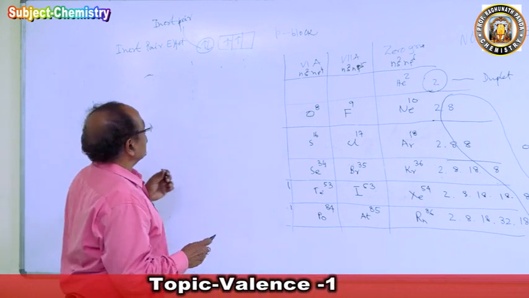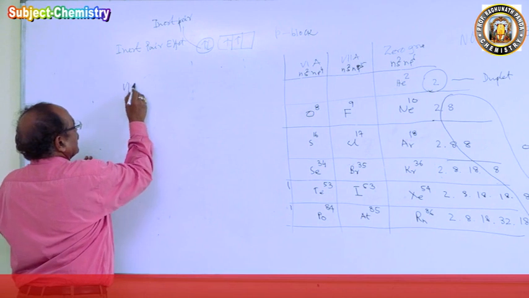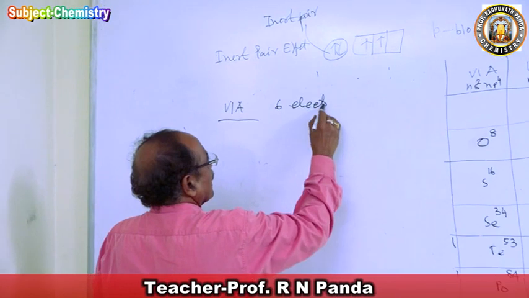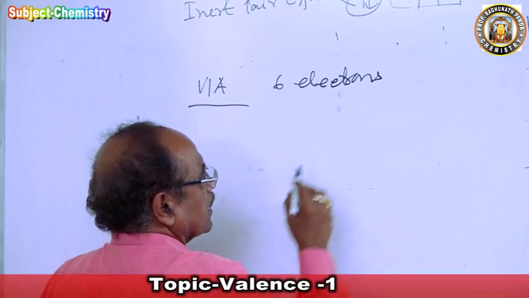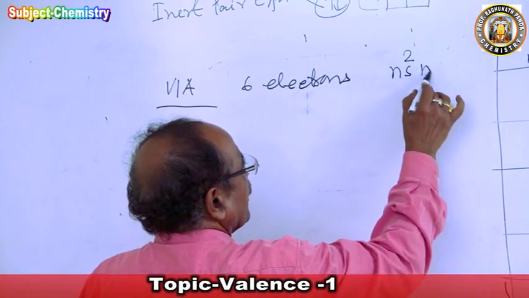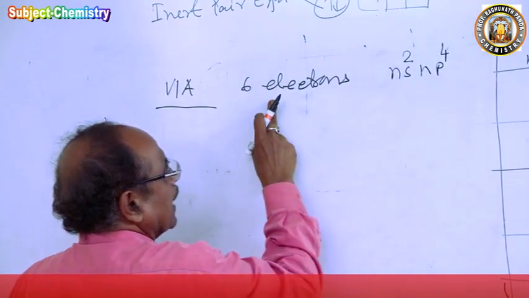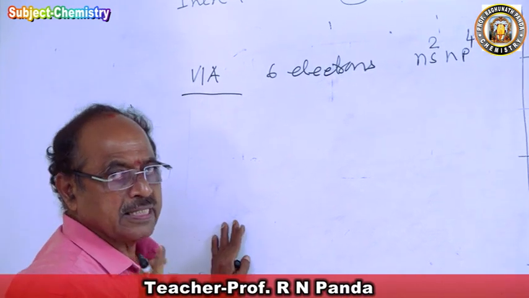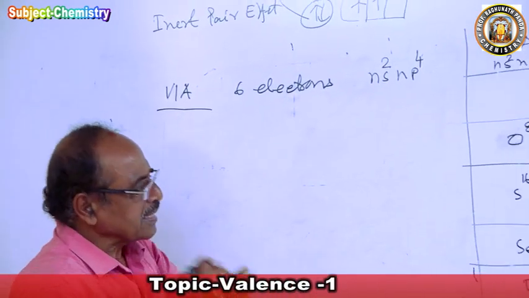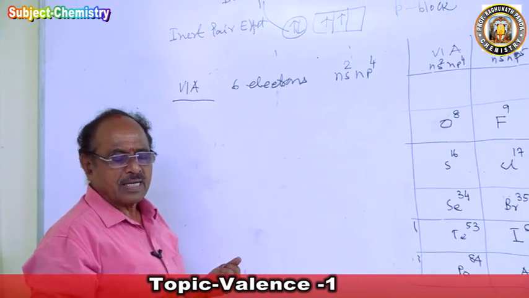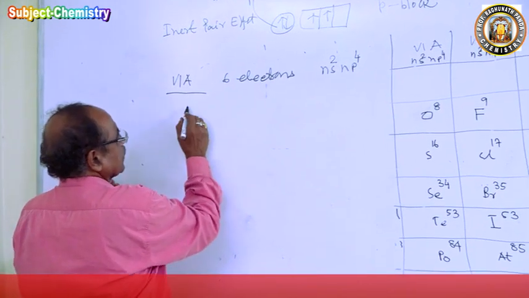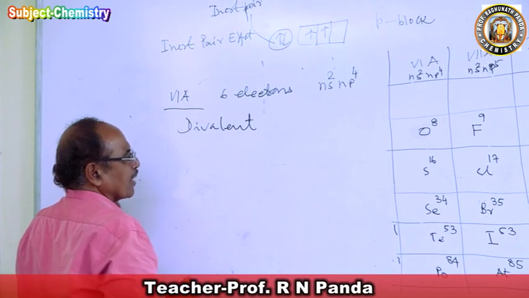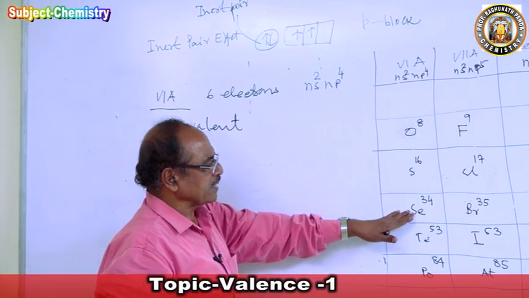In group 6A, they have 6 electrons in their outermost shell. They need 2 electrons to attain an octet, ns2 np4, so they can take 2 electrons and exhibit normal valency 2, and they can give all 6 electrons and take part in chemical combination. So all the elements are divalent, and they may also exhibit valency state 6.